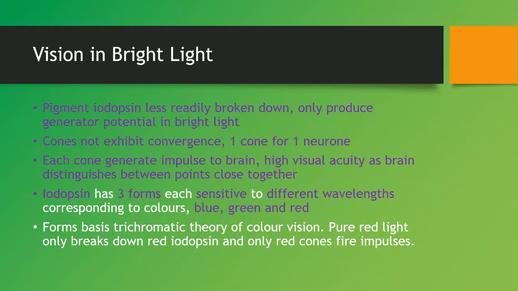Iodopsin comes in three forms, which are each sensitive to different wavelengths corresponding to different colors: blue, green, and red. This forms the basic trichromatic theory of color vision, where pure red light only breaks down red iodopsin and only red cones fire impulses.